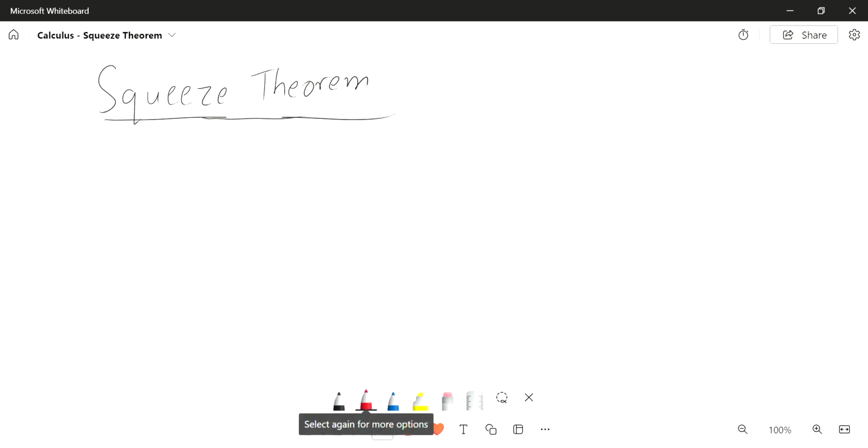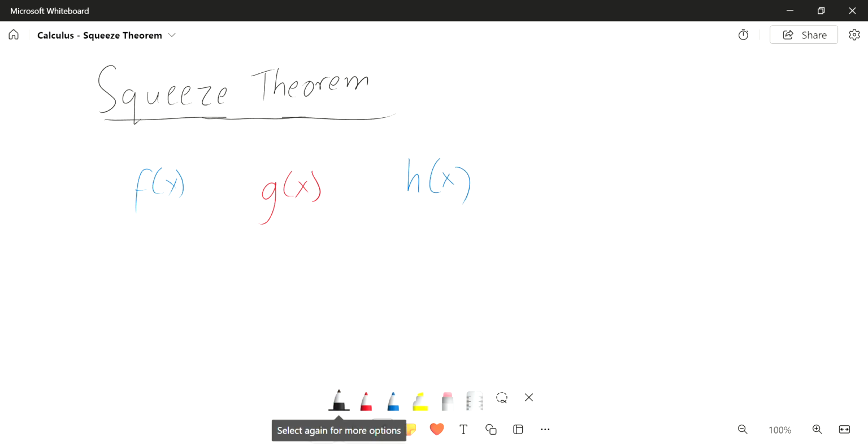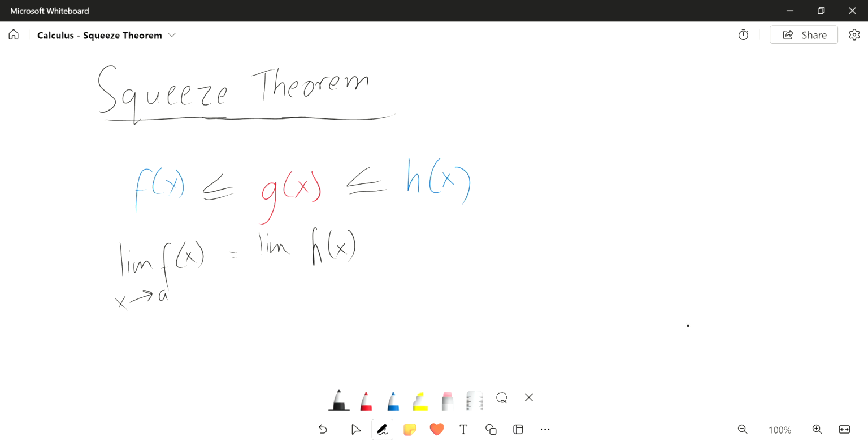So say the function you're trying to find the limit of is g of x, and there are two other functions, f of x and h of x, such that g of x is in between both of these. Something like this. For this, f of x and h of x have to have the same limit at a certain point. So the limit of f of x as x approaches a must be equal to the limit of h of x as x approaches a, and say this is equal to some value L.